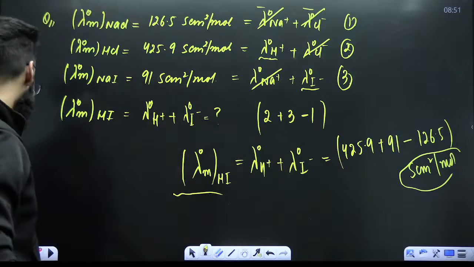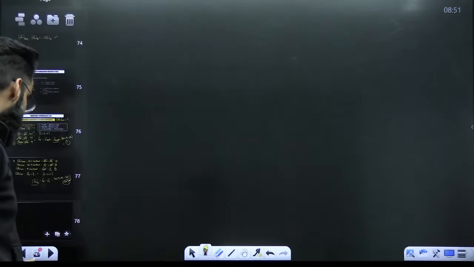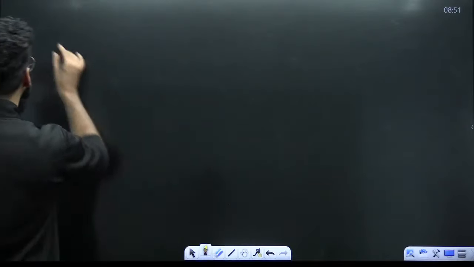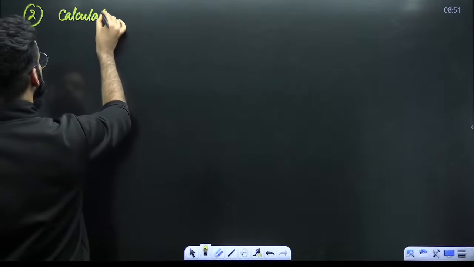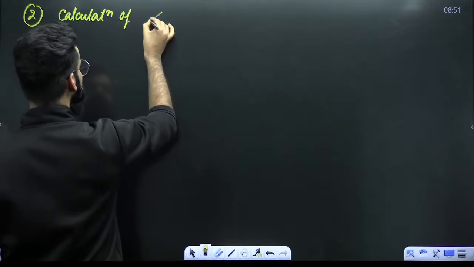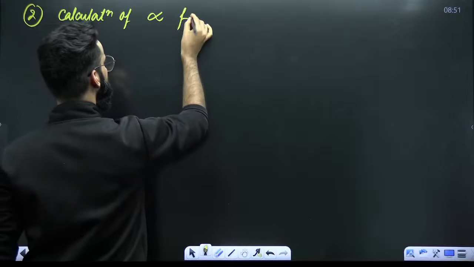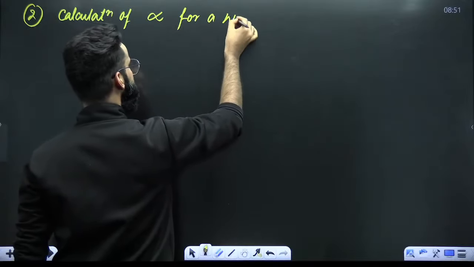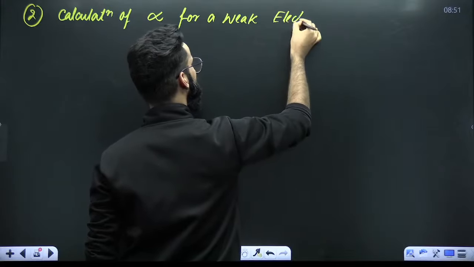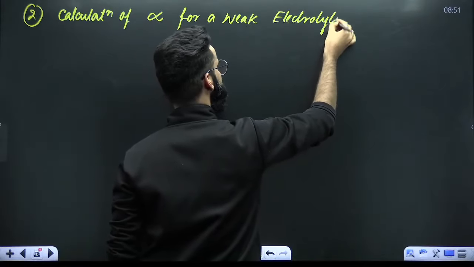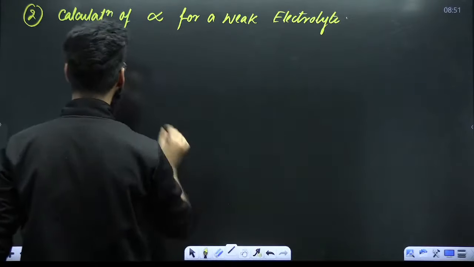Now what about its second application? Its second application is calculation of degree of dissociation for a weak electrolyte. Calculation of degree of dissociation for a weak electrolyte. This is one more application of Kohlrausch law.